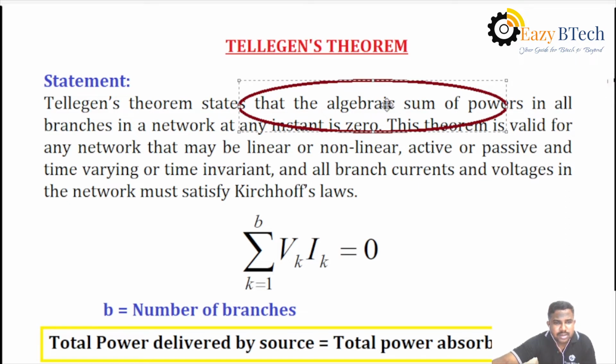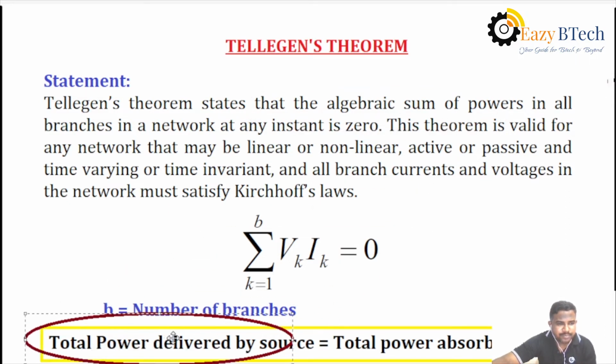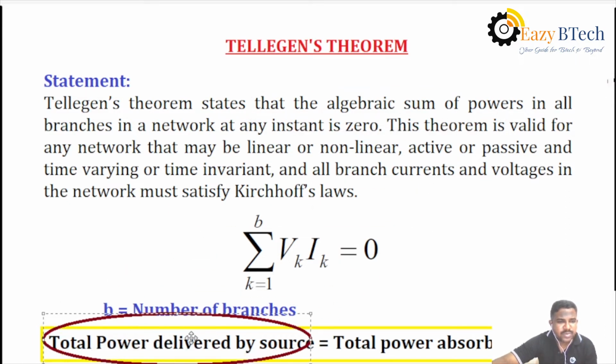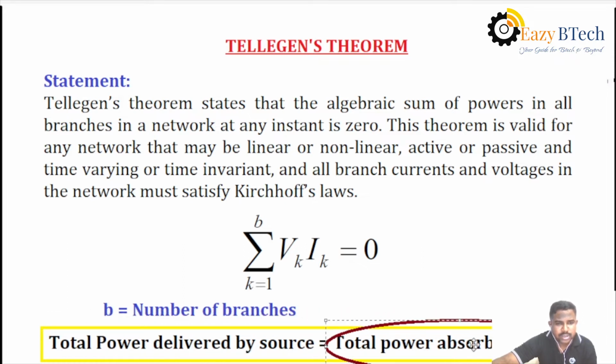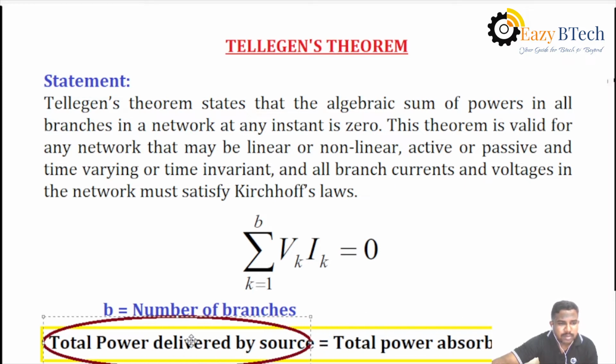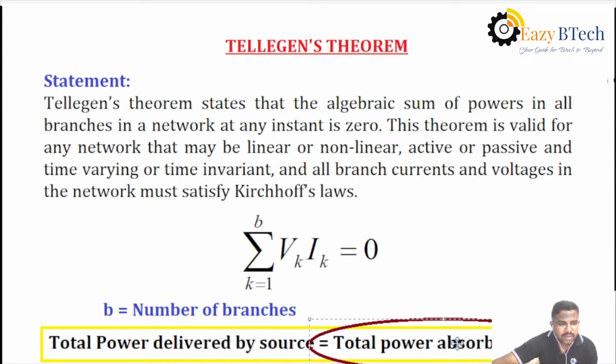That is, the total power coming from the source is equal to the total power taken by all the branches. Okay, that is another statement of Tellegen's theorem. You have to calculate the power from the source. Suppose the source voltage is V and the current from the source is I. Then VI equals V1 I1 plus V2 I2 plus, and so on.